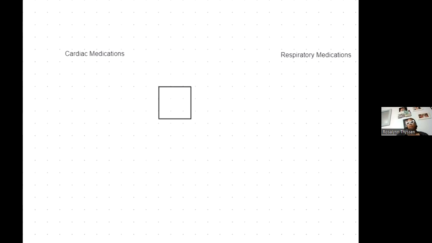So I got a lot of emails. Y'all appear to be nervous about the exam, so I just want to kind of ease some of your anxiety. Again, this exam is on cardiac medications, respiratory medications, and then again, looking at the labels and dosage.